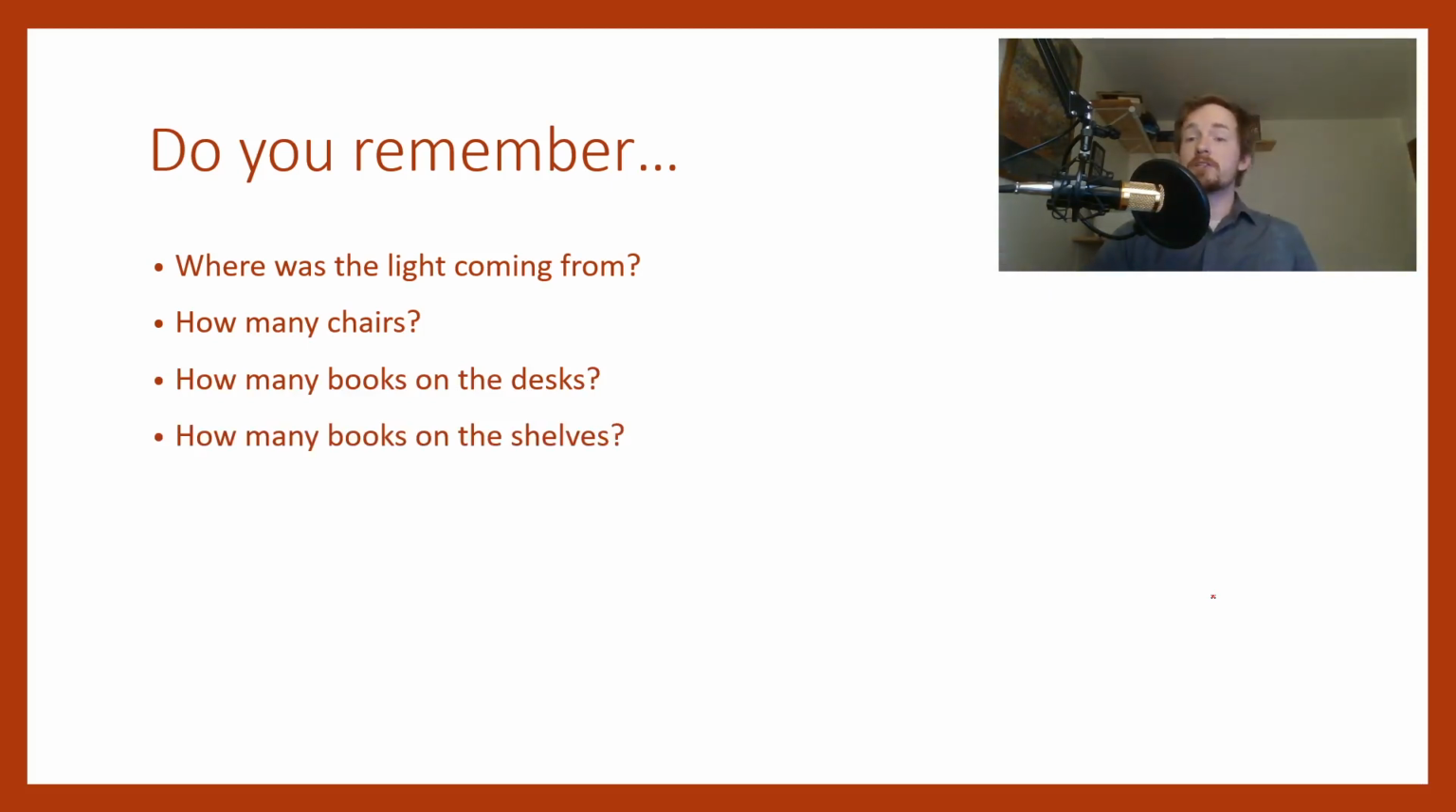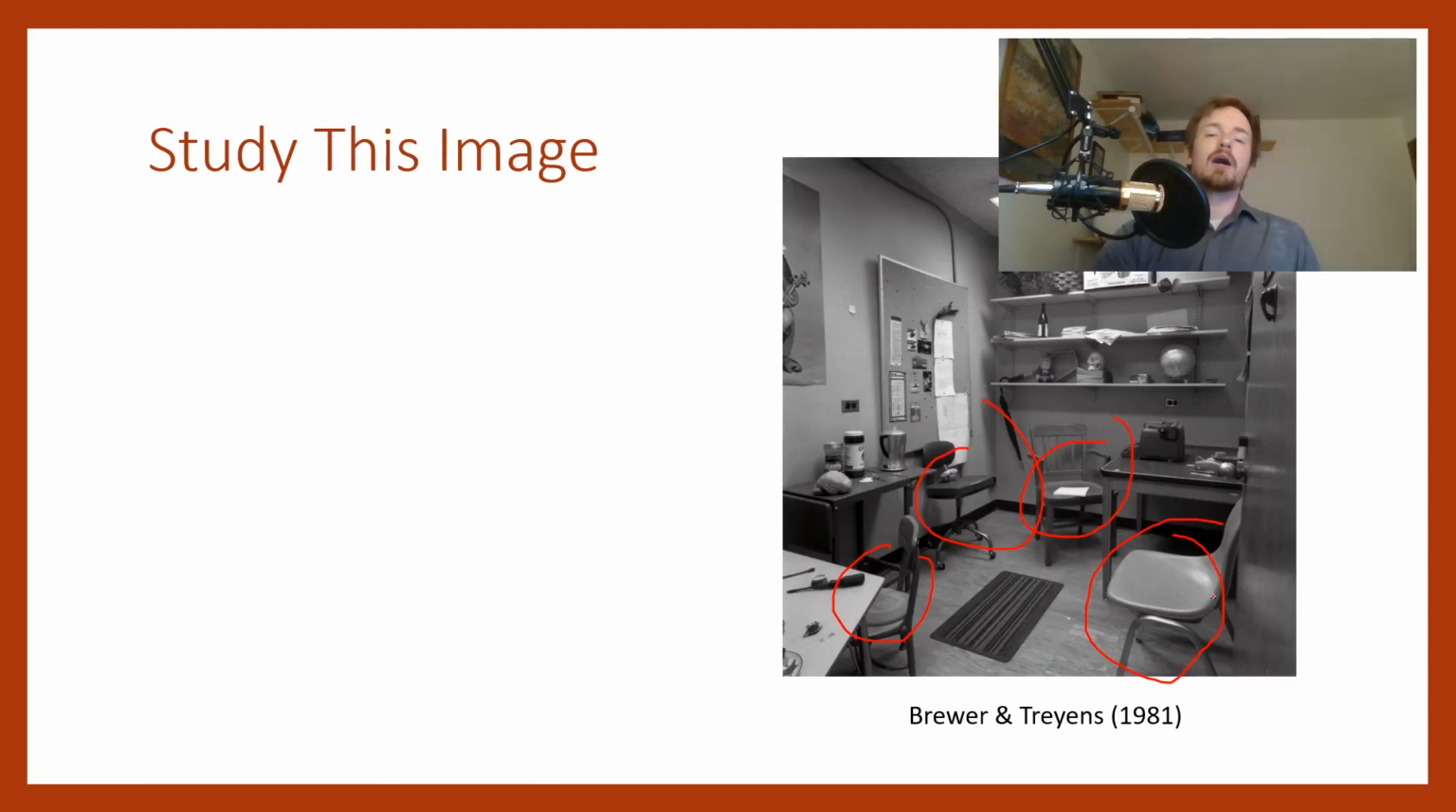How many books were on the shelves, though? And again, even though you knew that there were going to be details that I asked you to remember, there's probably some of these questions that you didn't get right. Usually whenever I ask this in the classroom, people get it all wrong. And so here, there's not a single book, really. There might be some magazines right here. There's some loose leaf papers all over the place, but there's no real books.